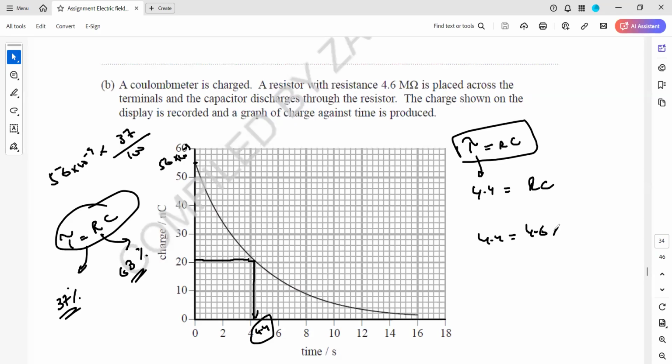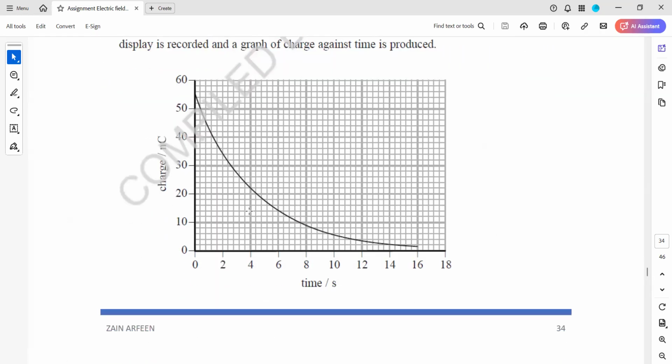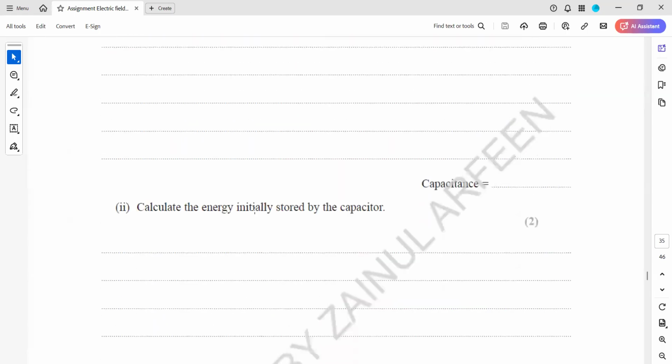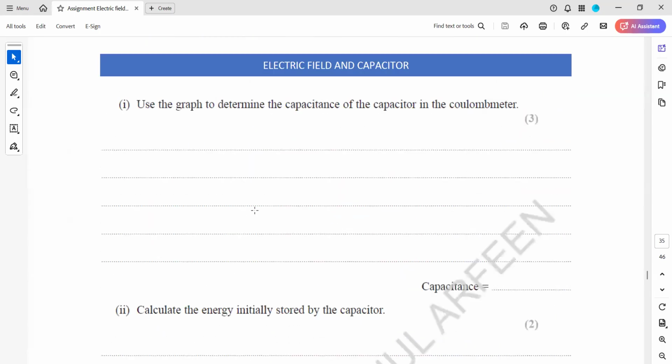R is the resistance, 4.6 times 10 to the power 6, and C is the capacitance. So we can divide 4.4 by 4.6 times 10 to the power 6. That will also give us the capacitance. So that is another way of doing the same question. Is it clear? Just keep in mind, when it is discharging, it is 37%, but when it is charging, it is 63%.